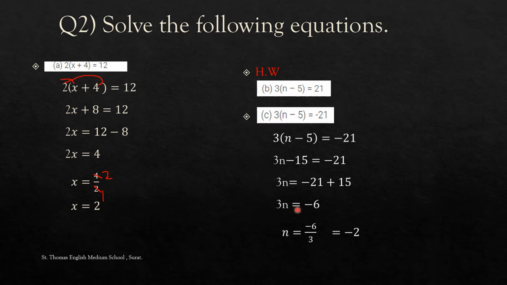Now 3n is equal to, one positive number, one negative number, you have to subtract. So 21 minus 15, 6. And which is the greater number? 21. What is the sign here? Minus. So we will get minus 6. L is equal to, this is a multiplication. If it goes here, it becomes division. So we can write minus 6 divided by 3. We can cut here. 3 ones are 3 and here 3 twos are 6. So what is the answer? Minus 2. So n is equal to minus 2. It's clear?